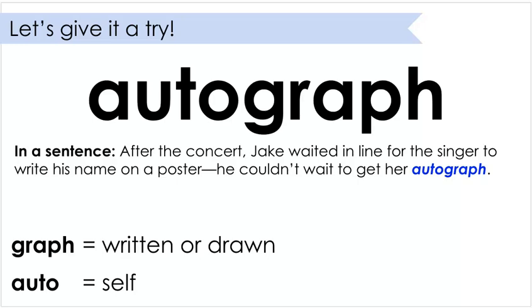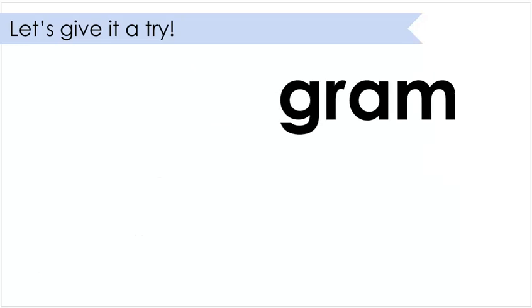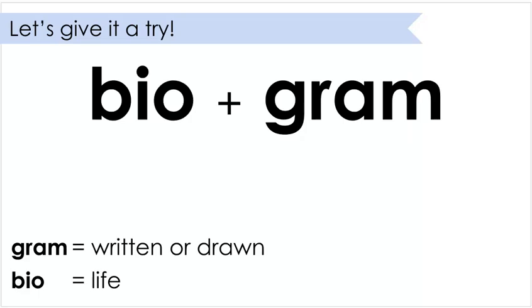Let's give another one a try. This time we're going to use gram, which means the same thing as graph, and we're going to add the prefix bio. So as a reminder, gram means written or drawn, bio means life. If I put bio and gram together, what's our new word?